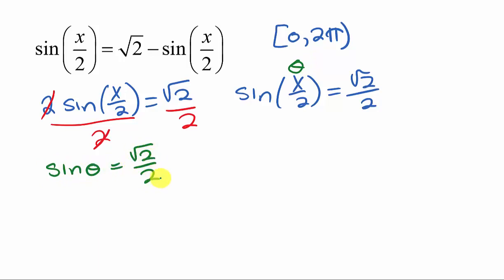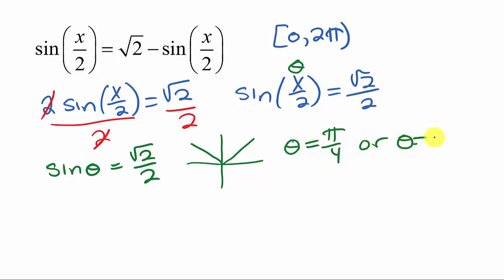So this is asking where on the interval from 0 to 2 pi is the sine square root 2 over 2. So as I think about that, sine is positive in quadrants 1 and 2, and I know square root 2 over 2's are multiples of pi fourths. So I'm going to have an angle in quadrant 1 and in quadrant 2 that are multiples of pi fourths. So that means theta either equals pi fourths or theta equals 3 pi fourths.